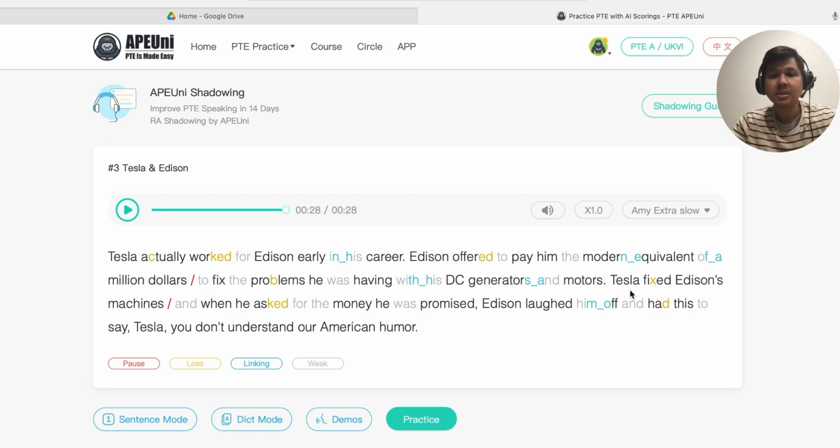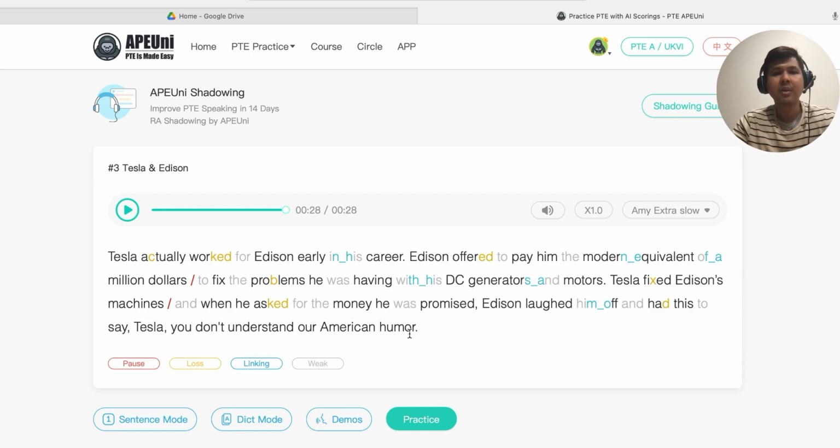And then Tesla fixed Edison's machines, and when he asked, if we read it in rapid speech, it becomes, and when he asked for the money he was promised, and when he asked for the money he was promised. Edison laughed him off, connected speech or linking. Edison laughed him off, and had this to say, "Tesla, you don't understand American humor. You don't understand American humor."